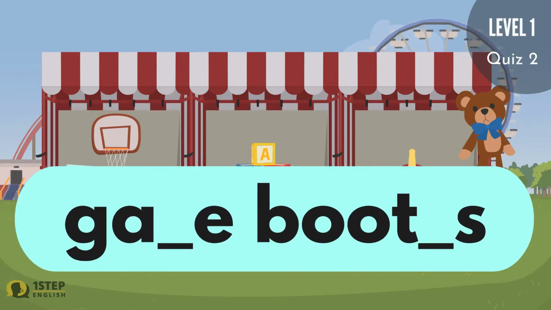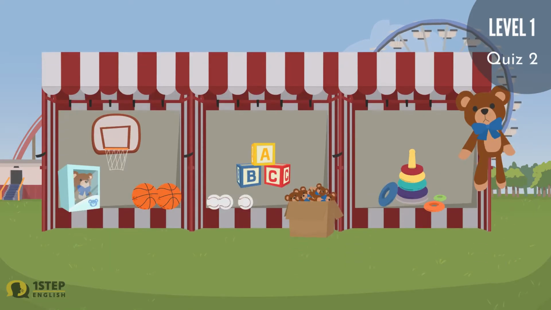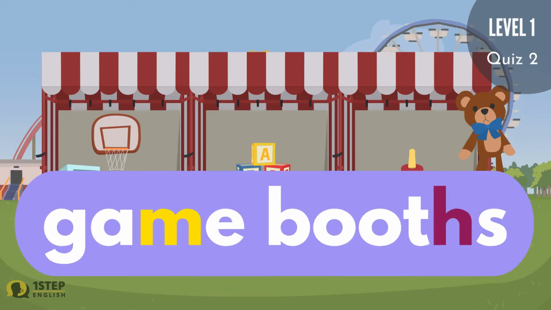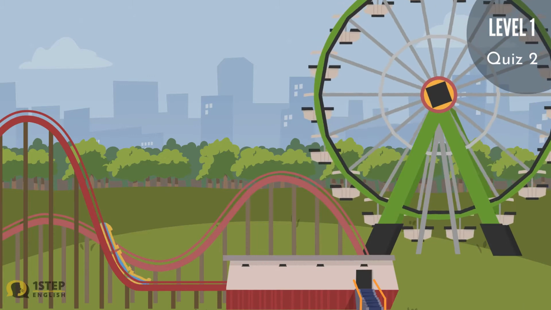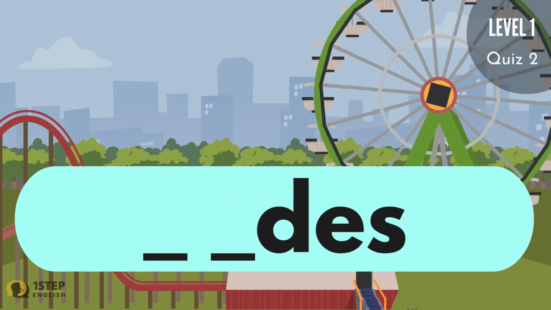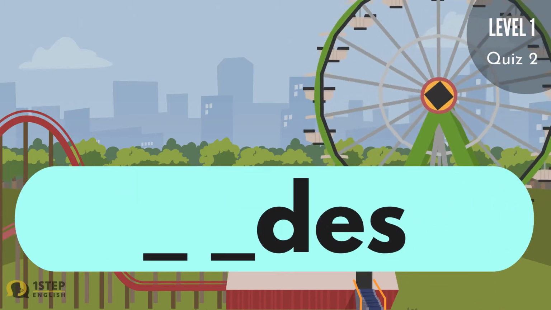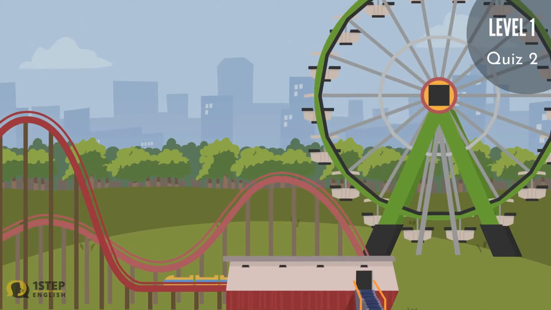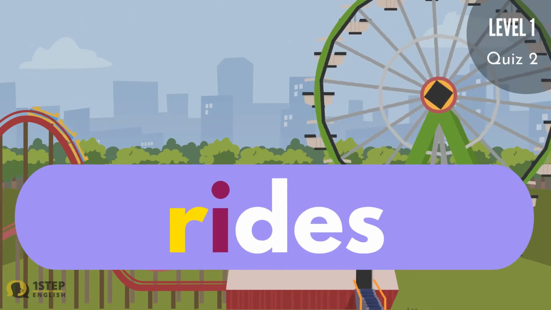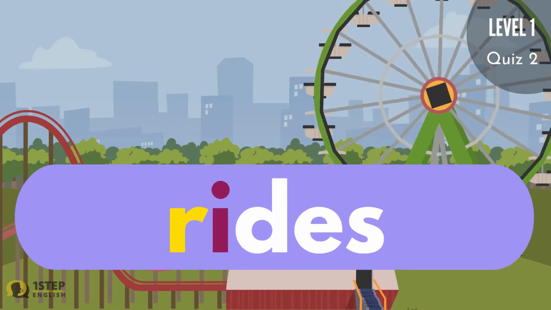Number 8. Game booths. The missing letters are M and H. Game booths. Number 9. Rides. The missing letters are R and I. Rides.